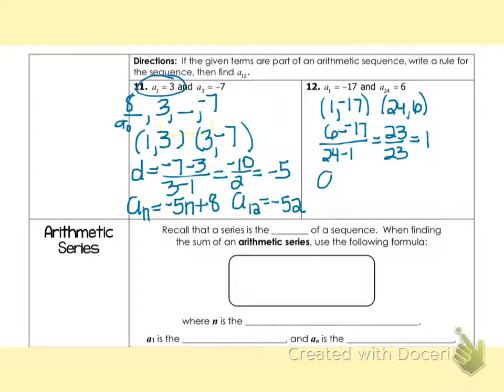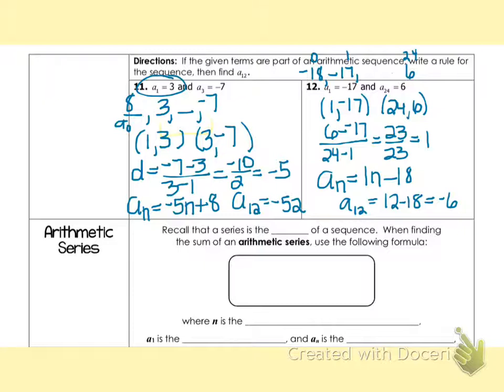So when I go to write my formula, a sub n, the constant difference is 1. It's not really necessary to write the 1 in front of the n, but just to really emphasize that that's the d. And then if I work backwards from the first term, negative 17, dot, dot, dot, all the way down to the 24th term, which is 6, working back from the first term to get the 0 term would just give me negative 18. So instead of subtracting 1, I'd add 1. So this would be 1n, or just n, minus 18. And now I could use that to find a sub 12. A sub 12 would be 1 times 12, which is 12, minus 18, and that would be negative 6.